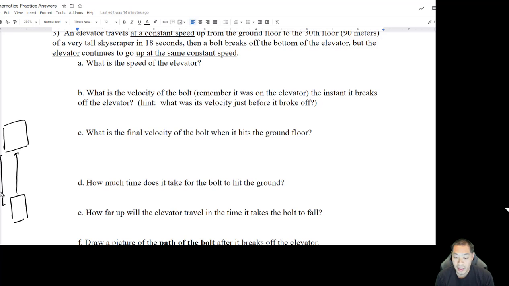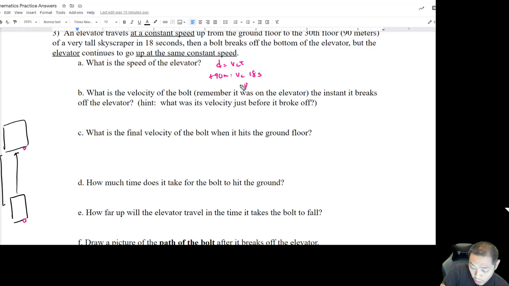Okay. Then a tiny little bolt right here breaks off, and then the bolt comes down. Before we get to the bolt, I want to get a couple things down. What's the speed of the elevator? This one is a constant velocity one, so we're going to use the equation d equals vc t. It's pretty straightforward. We know the displacement is positive 90. We know the time is 18 seconds.